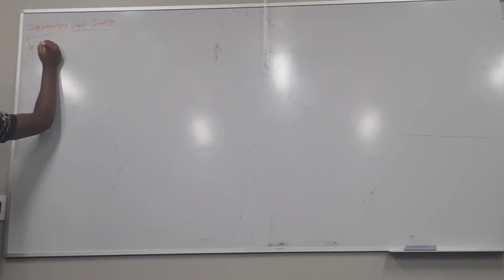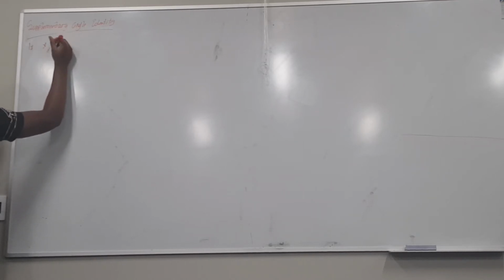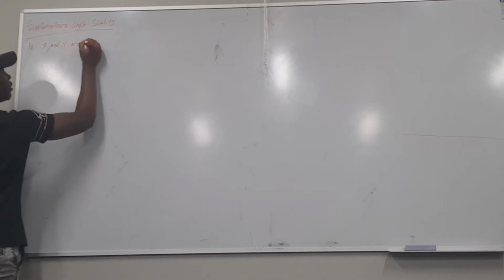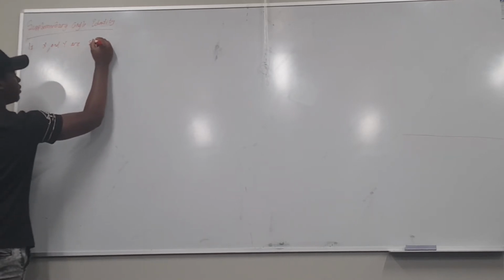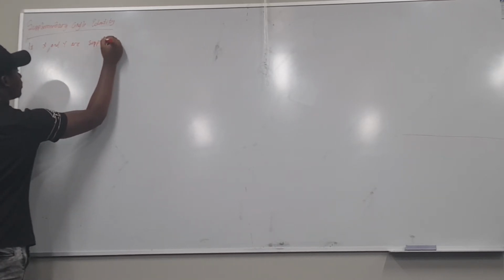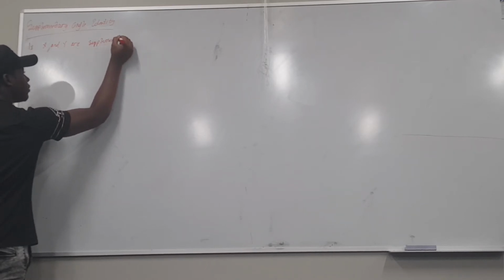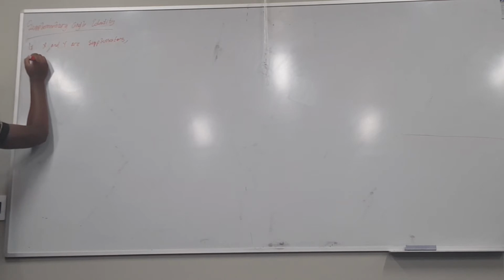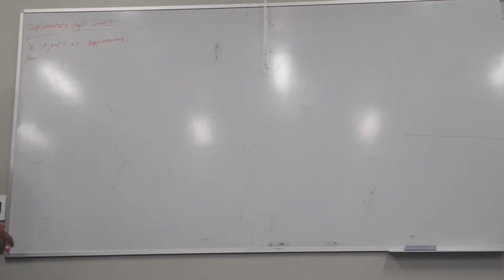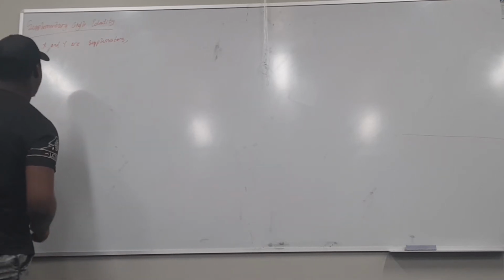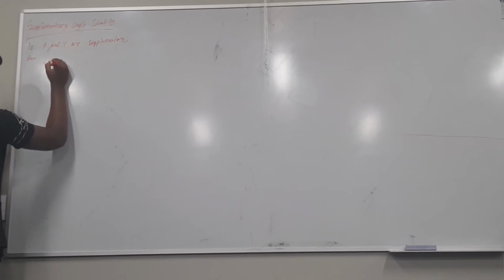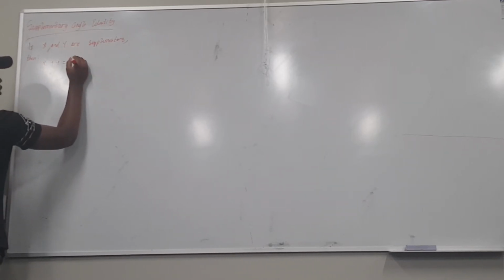If x and y are supplementary, then this equation is true for both of them. It's true that x plus y is equal to 180.